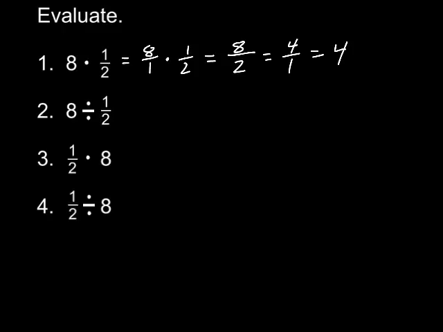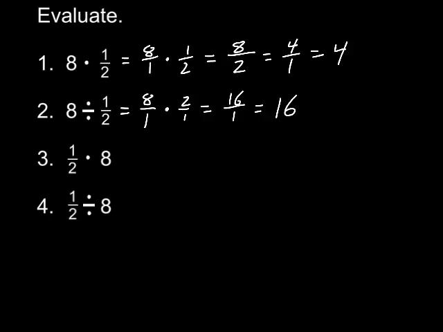For number 2, we're dividing fractions. So again, I'm going to turn the 8 into a fraction. So I'm going to turn that into 8 over 1. Then to divide fractions, remember, we flip the second and we change the division into multiplication. So now I can go ahead and do my multiplication. I'm going to get 8 times 2 on the top and 1 times 1 on the bottom. And again, 16 over 1 equals 16 for our final answer.